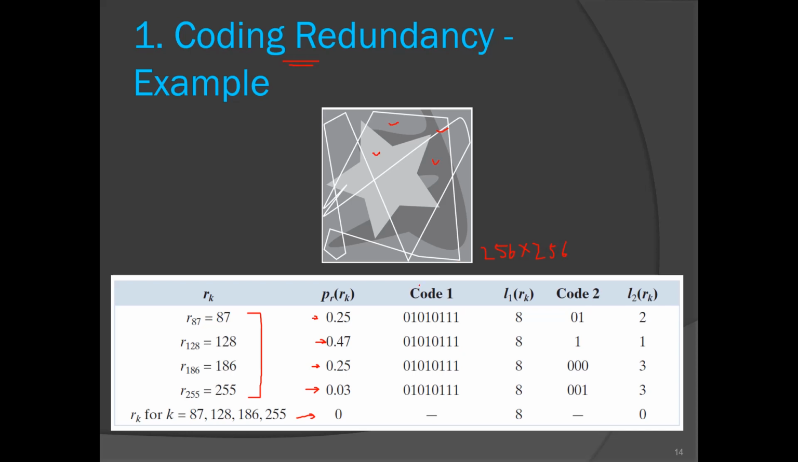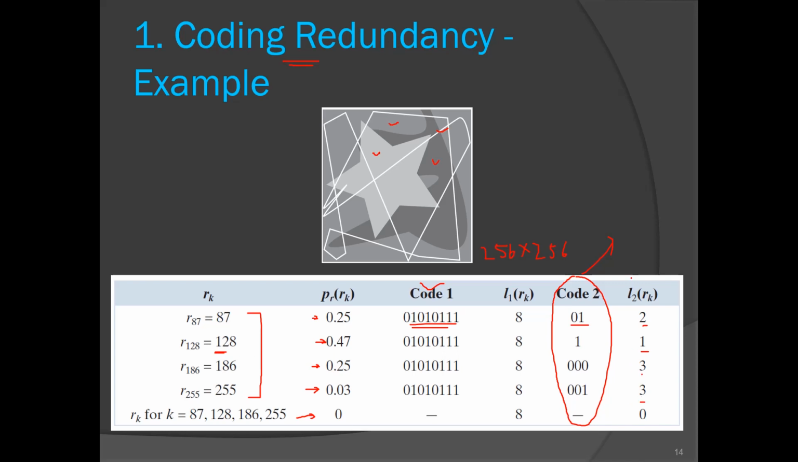Now if we use our general code, that means for every pixel we denote the intensity level by 8 bits. Lrk, L means the number of bits, so we are using 8 bits. Then these are the codes obtained after applying Huffman coding. We are going to study Huffman coding in detail. Consider these are the codes obtained after applying Huffman coding on this image. As you can see, we are using 2 bits to represent this intensity level, then 1 bit to represent the 128 intensity, then 3 bits and 3 bits.